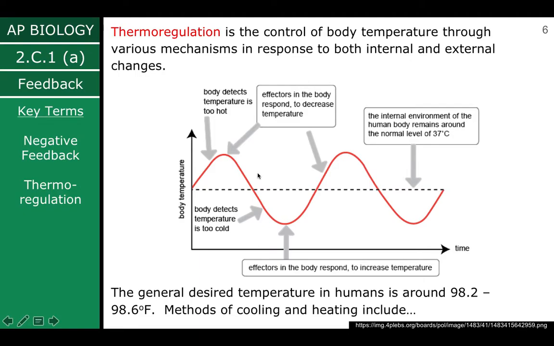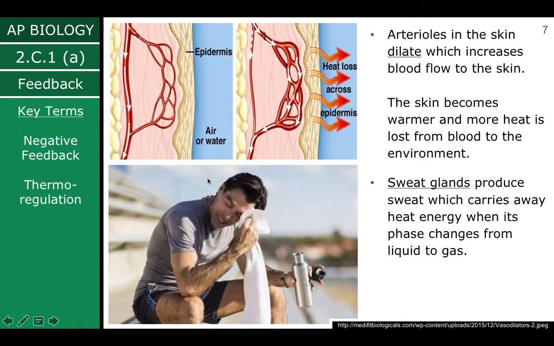Now, it can be really confusing because a lot of people will think that this in itself is both a negative and positive feedback loop. However, this is all negative. The reason it's all negative is because it's always, whether it's high or low, returning to homeostatic levels.